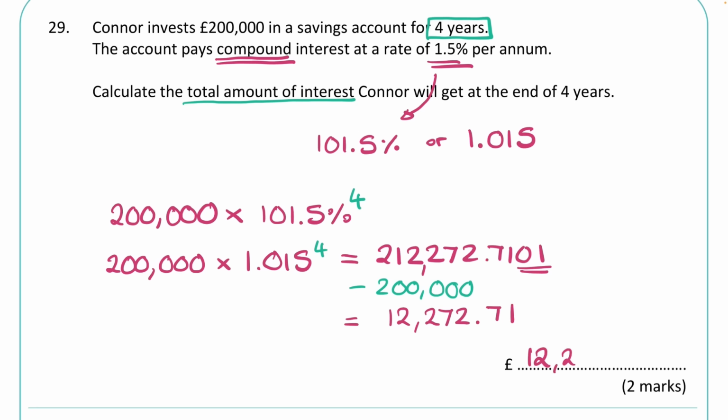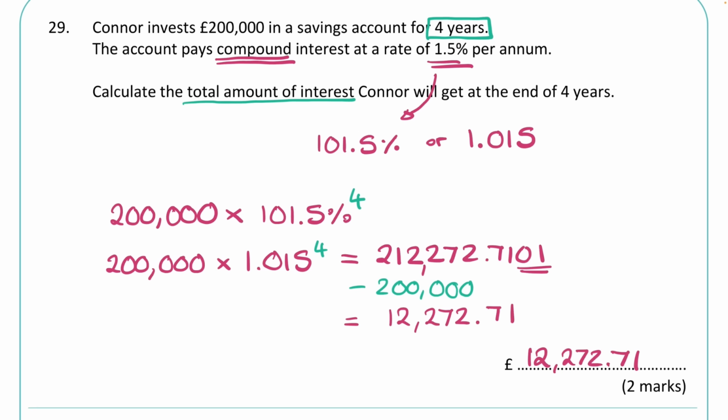So there we go, that's our final answer, £12,272.71. So just make sure you read the language in the question carefully, particularly where it says about compound or simple interest. Because remember, in simple interest, we would only need to work out what Connor got in the first year, and then we would just multiply that by 4, and that would give us the total.